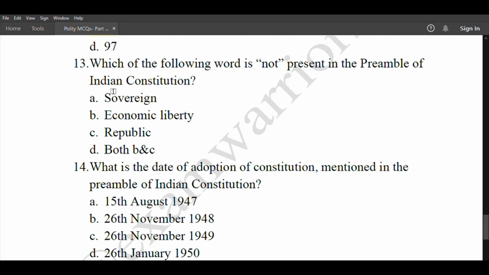So now we have questions on the preamble. Here the options are A, sovereign, B, economic liberty, C, republic and D, both B and C. Here the answer is economic liberty. We have economic justice present in the preamble but not economic liberty. So be careful while answering this question.